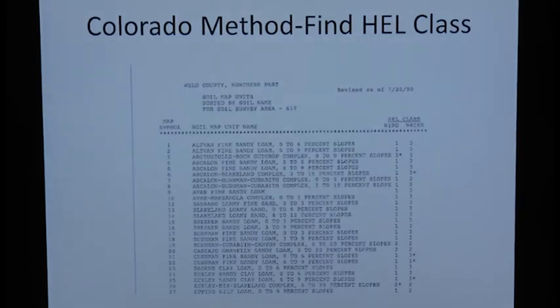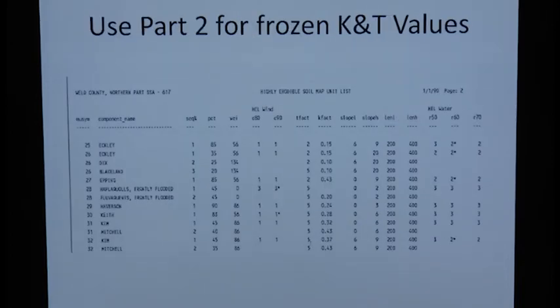Because right now, as near as I could tell, your methodology is having to go in and find the class, whether it's for wind or for water, and then you have to cross-reference against your frozen K and T values out of part 2.